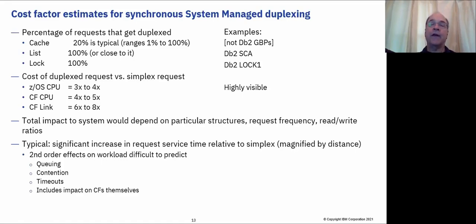There are additional effects that are going to be harder to predict. I can predict what your synchronous service time changes will be, but I cannot predict how that's going to affect queuing of other subsystems or applications, how it might affect contention between your applications, timeouts that they experience, or various impacts on the coupling facilities themselves, right? Because as the lock structures, for example, get busier and consume more of the CF processor, what's that going to do to other CF structures? Is there enough capacity that they don't notice it, or are they going to start having effects as well? So they have all of these secondary effects to consider.